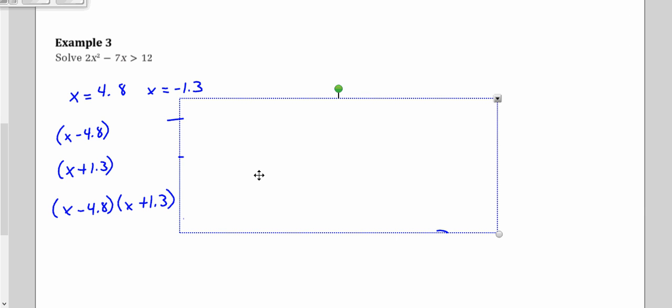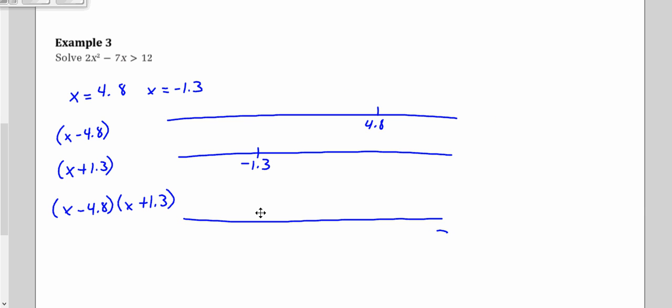Now what we want to do is we're going to set up sort of a number line, okay? And at this point, for the first factor, we're going to have a value of 0. So anything to the right of this is going to give us a positive value. So if we substitute 5 in, it's going to give us a positive answer. If we substitute anything less than that, it's going to be negative.